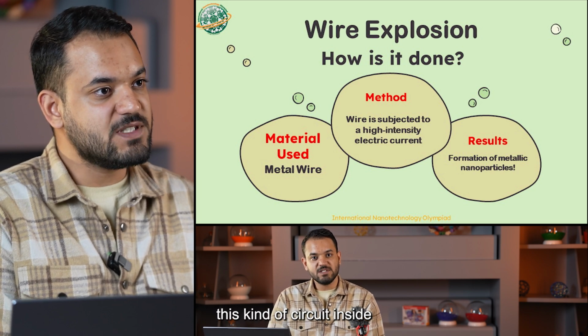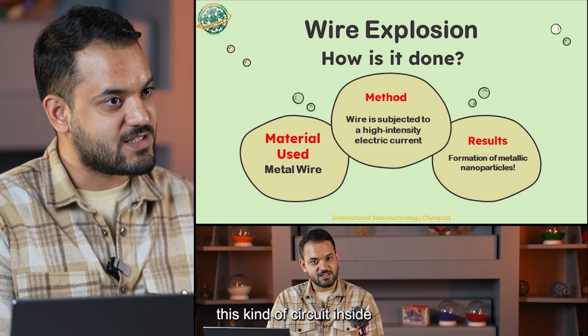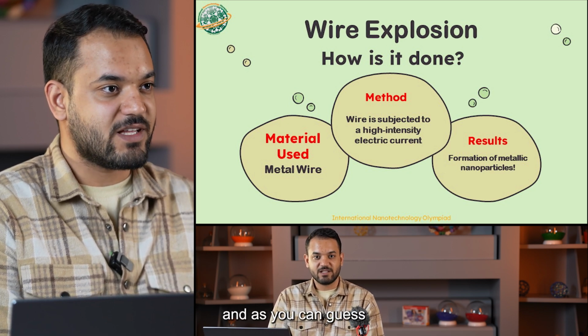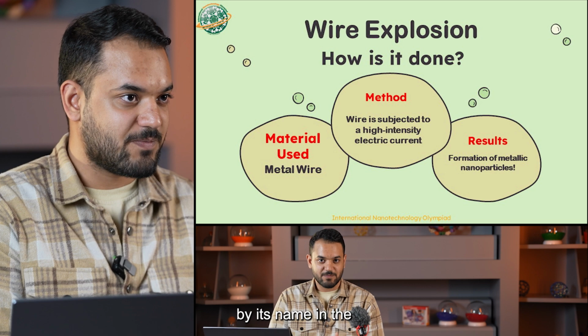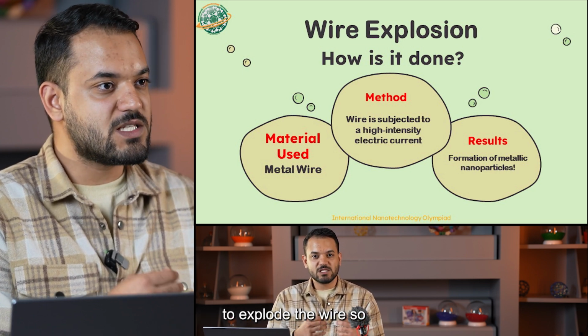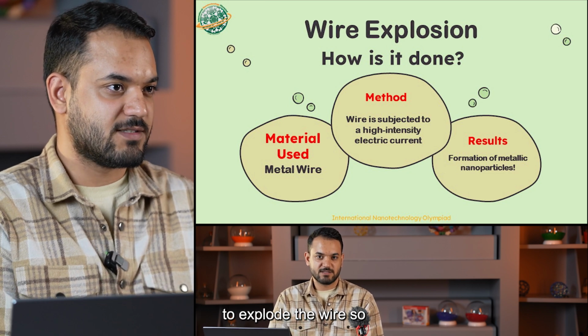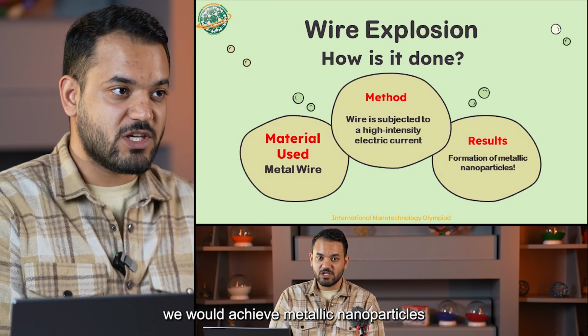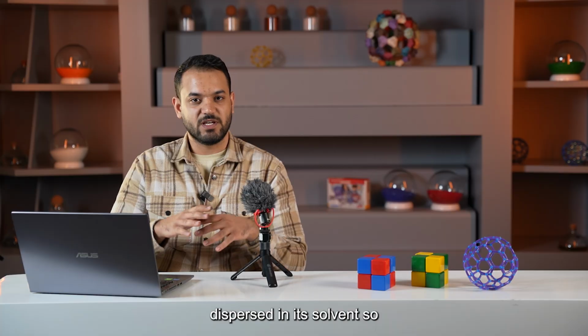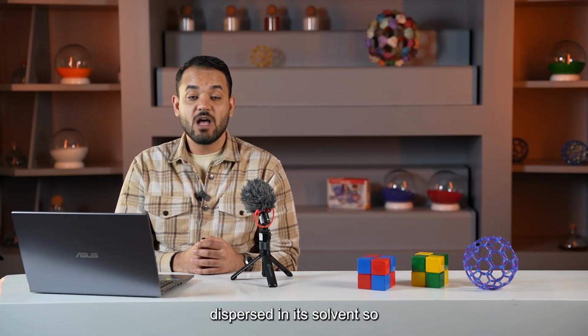And we have this kind of circuit inside it, an electrical circuit. And as you can guess by its name, in the wire explosion method, we want to explode the wire. So we would achieve metallic nanoparticles dispersed in its solvent. So how would we do that?